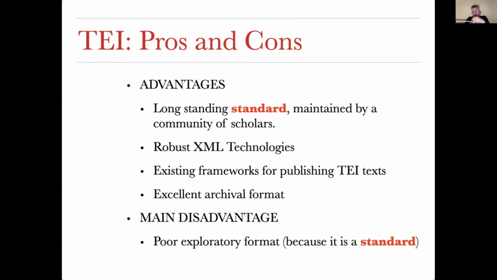And essentially, just to give a comparison again, with TEI XML as the main competitive sort of format for us. What I'm talking about is by no means trying to get people to ditch TEI XML for other formats, because it has advantages: it's a long-standing standard maintained by the community of scholars. There are robust XML technologies that allow a lot of different kinds of manipulations. There are tons of existing frameworks that allow to publish TEI texts. And so it's an excellent archival format, but the main disadvantage is a rather poor exploratory format. So if you want to do some kind of data-driven research questions on specific text, it's rather difficult to do.